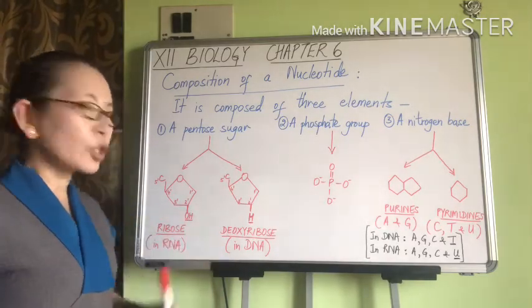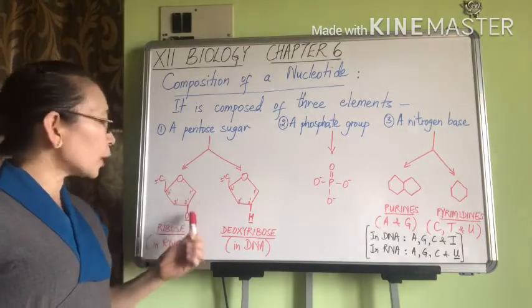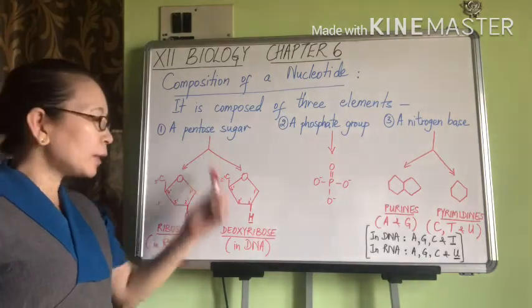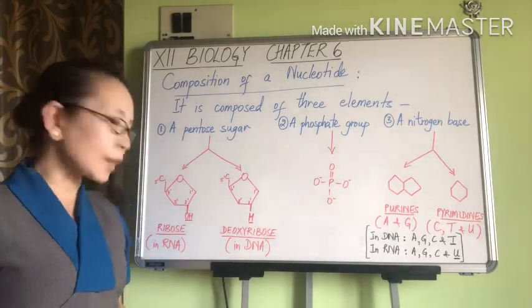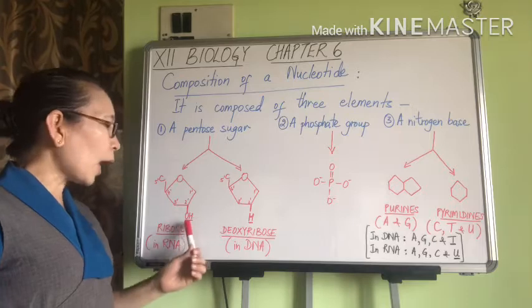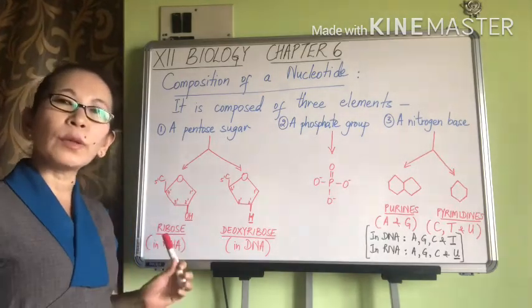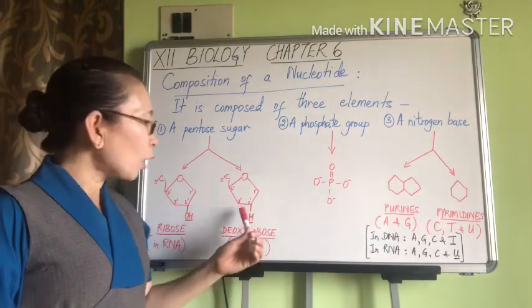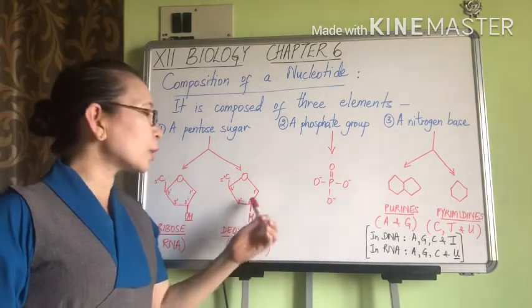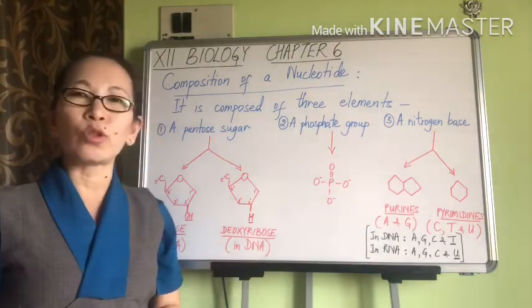Now look at the illustrations here. In RNA, the pentose sugar is oxygenated, and in DNA, the pentose sugar is deoxygenated. Which is to say that in RNA, a hydroxyl group is present at the 2' carbon position of the ribose sugar, whereas in DNA, oxygen is removed and only hydrogen is present at the 2' carbon position of the deoxyribose sugar.